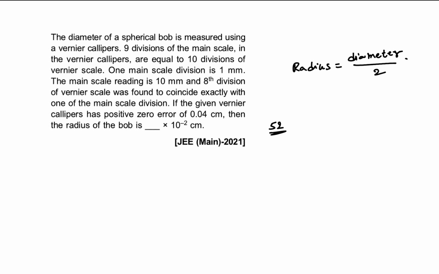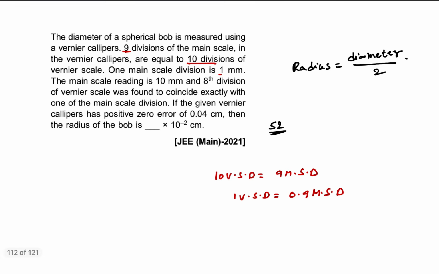Next one. If the diameter of the spherical bulb of measuring vernier calipers is... 9 vernier scale divisions are equal to 10 divisions of the vernier scale. Same thing they are asking: 10 vernier scale divisions is equal to 9 main scale divisions. So 1 vernier scale division is equal to 0.9 main scale division, that we will follow. And each division on the main scale is 1 millimeter, which is given. So we can write 0.09 centimeters. That also I have directly written.